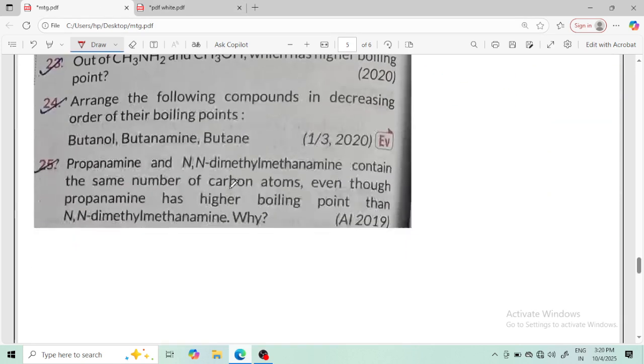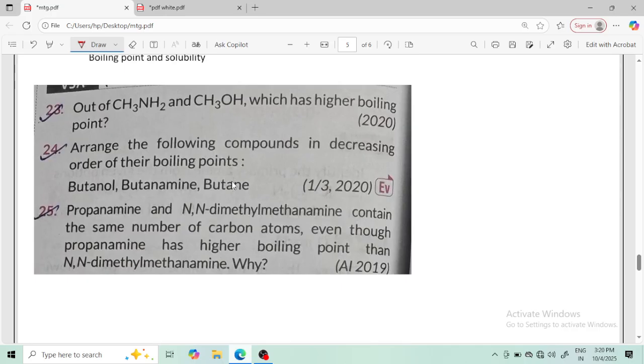So let's do this question number 23. They are saying that out of CH3NH2 and CH3OH, which one will have higher boiling point?